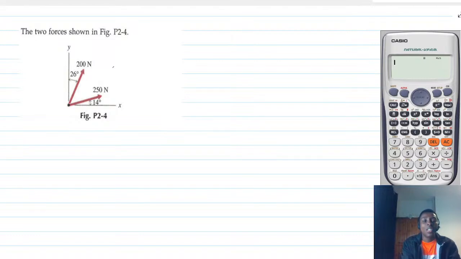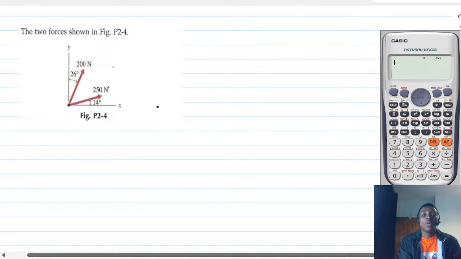In this problem, we have been given two forces of magnitude 200 newtons and 250 newtons. So how can I add these two forces? I'm going to use the parallelogram law, which states that whenever I have two forces, I could just add them. So with this problem, this is how we are going to start.